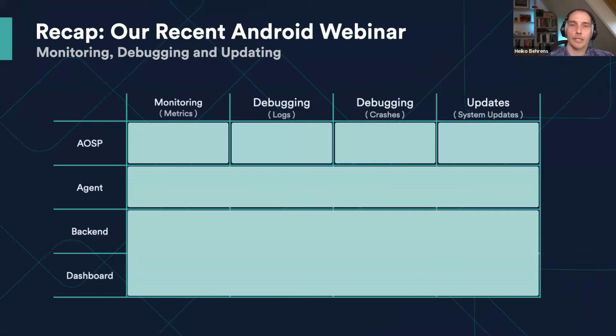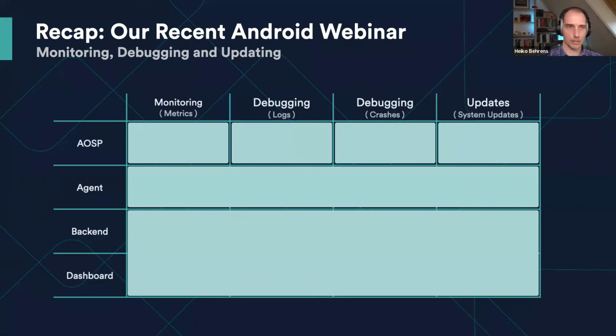Let's go back to the previous webinar. We closed that webinar with mapping out different features, and that's the x-axis. What would you need for a device management and observability platform? It consists of debugging and monitoring and updating devices. And then we clustered it in different levels, the y-axis.